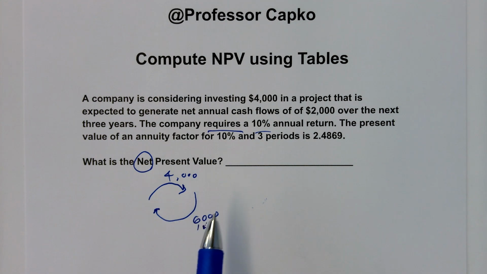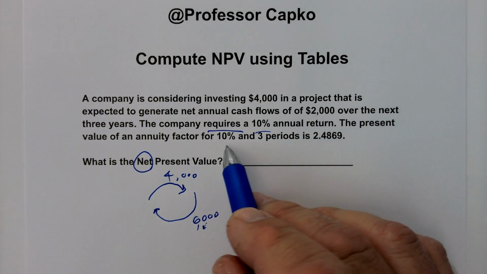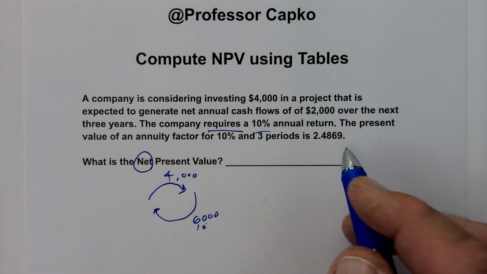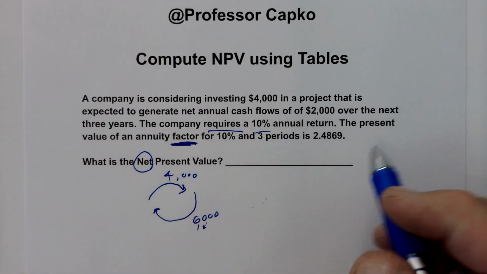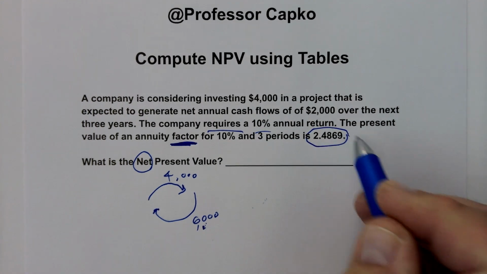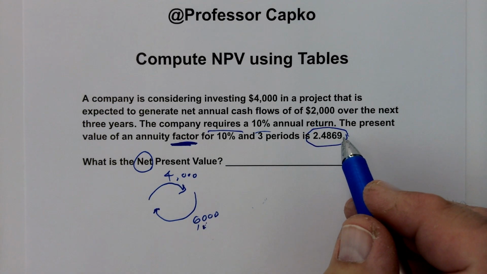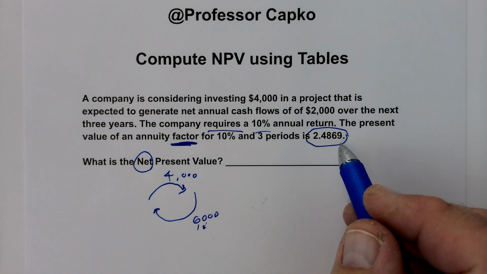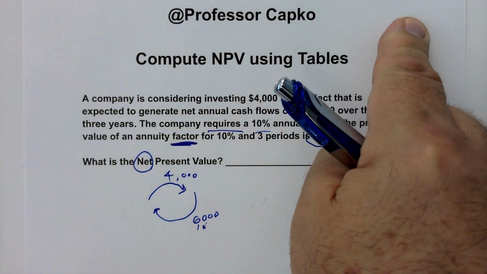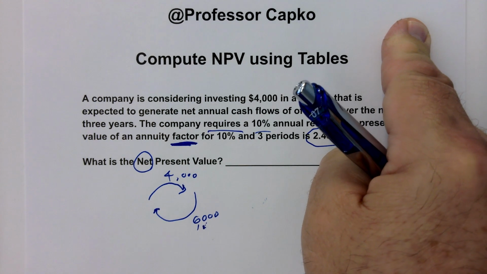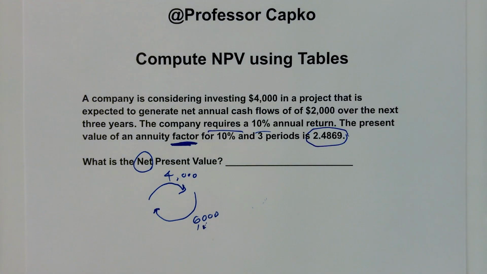So let's look at how that would work with the tables. So in this case, the problem gives you the present value annuity factor. This is a factor of 2.4869. Where did that factor come from? Well, that comes from the tables, and I've done some other problems with this. In fact, if you want to see how to calculate this using a financial calculator, I've linked a video up here. So if you have a financial calculator, you can just calculate NPV using that.